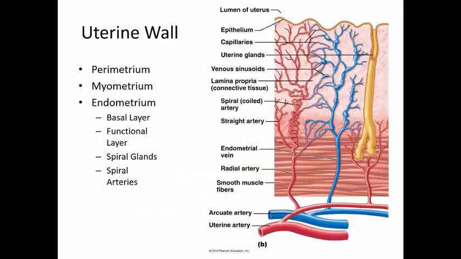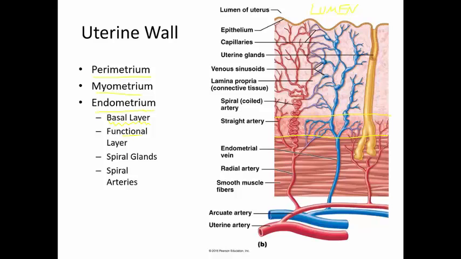So if we look at that more close up, what you're going to see is that the perimetrium is the outer layer, which is not even really shown on this slide because this is the lumen. The myometrium is the smooth muscle layer, and then the endometrium is what we're really going to be talking about because this is what changes across the cycle. So it has a basal layer, which is always there. The basal layer is like the lower layer, the base of the endometrium.